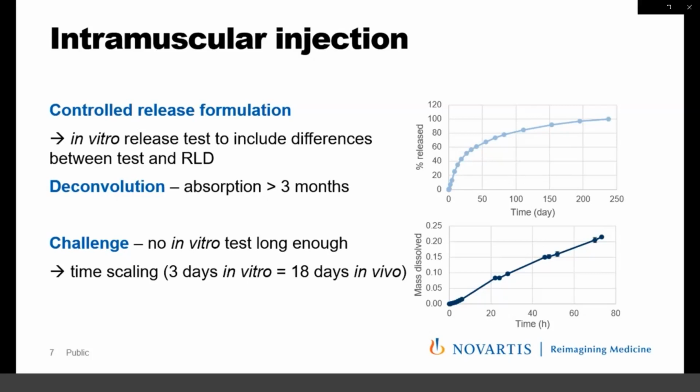First, we performed a deconvolution of the in vivo plasma concentration profile after intramuscular injection. The percent absorbed versus time in days is presented on the figure on the right. We realized that the absorption phase is very long. 80% of the drug is absorbed in approximately 3 months. Therefore, we faced another challenge. That is, there was no in vitro test long enough to directly capture this in vivo behavior.